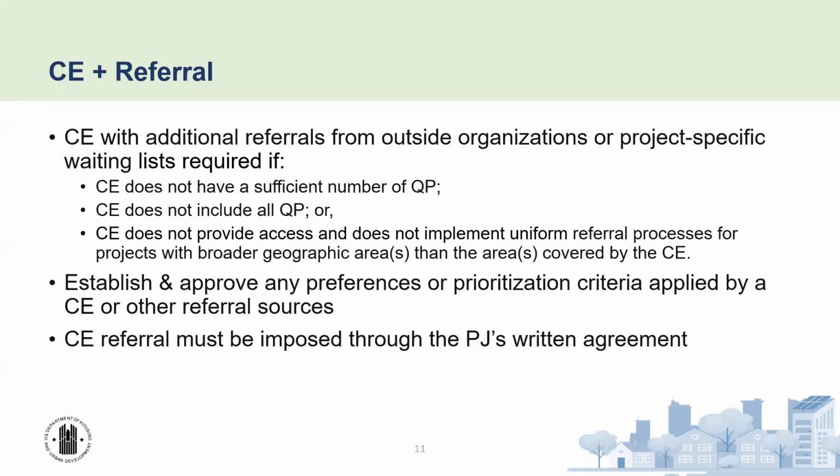So if you're using this referral method, the PJ must establish or approve any preferences or prioritization criteria applied by a CoC CE or other referral sources. The PJ may also use a waiting list to receive referrals from a CoC CE and other referral agencies for a project or activity, where a CoC CE or referral agency refers an applicant that's placed on the waiting list in chronological order. So that's also an acceptable way of doing it. CE referral, again, must be imposed through the PJ's written agreement.